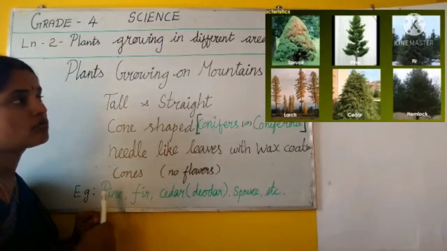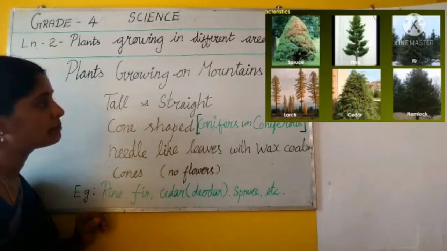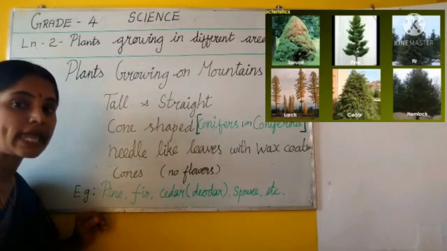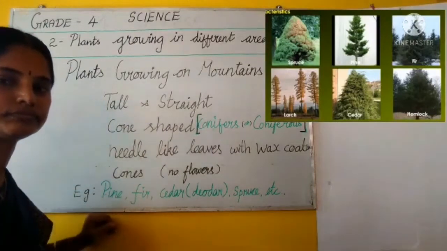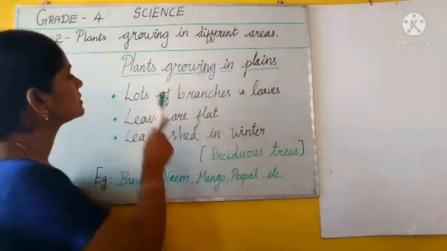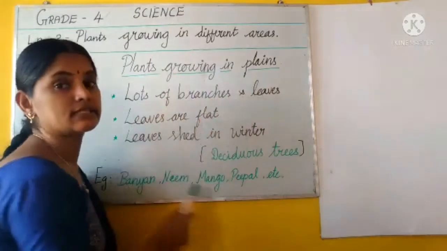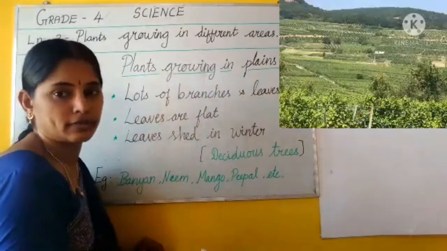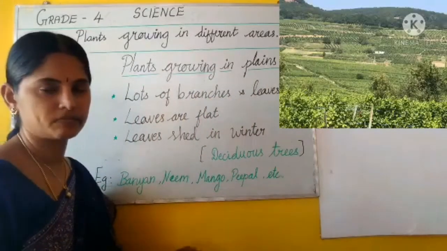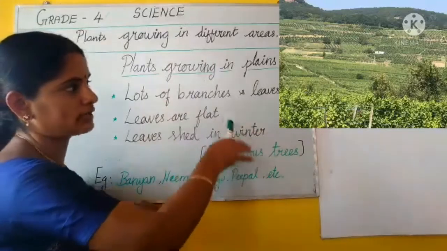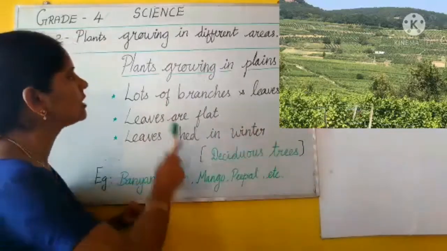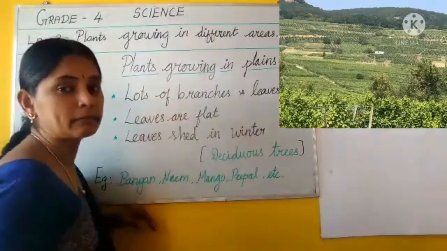Okay. Now we are going to see the plants which are in plains. See, plants growing in plains. Plains means flat land, like where we are now. So, these areas we call plains. Okay. So, plants growing in plains.